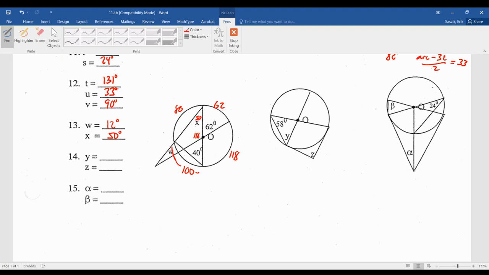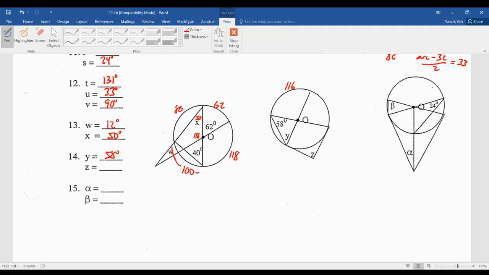Okay. Almost there. Now here we got an isosceles triangle. 58's in the corner there. So that means Y has to be 58 as well. Makes this 116. Okay. Because of the inscribed angle. Let's see, what do we have to find? We have to find Z.